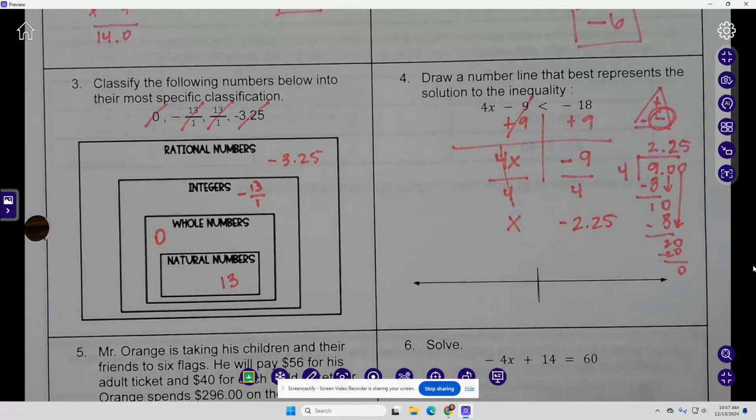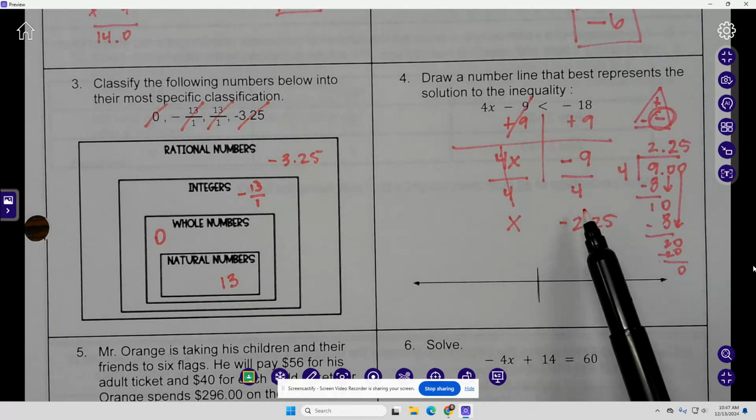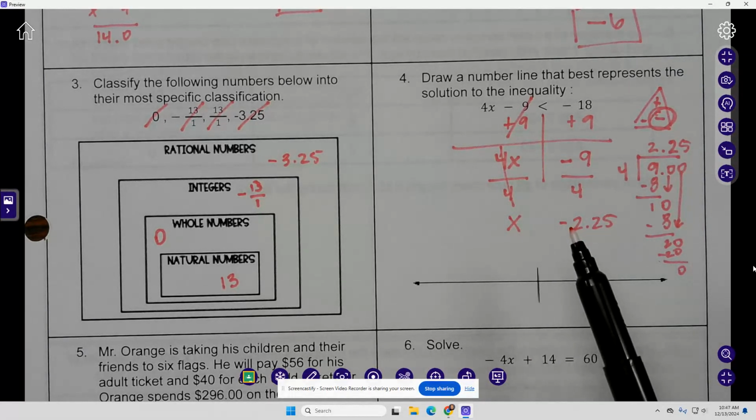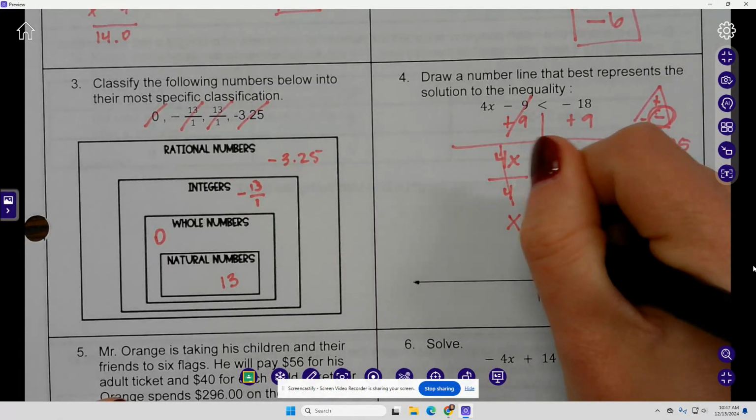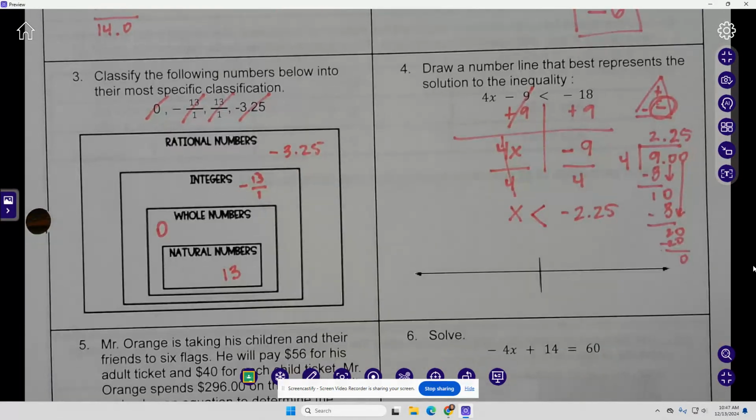We can't forget that. And then remember, whenever you're dealing with inequalities, you have one more step that you have to do at the end. And that step, remember, is if you multiplied or divided by a negative number, you have to flip the sign. The number that we divided by was a positive 4, so we did not divide by a negative number, so our inequality sign stays the same.